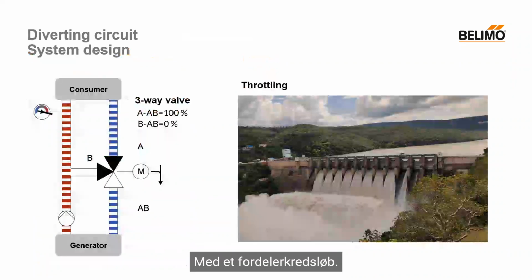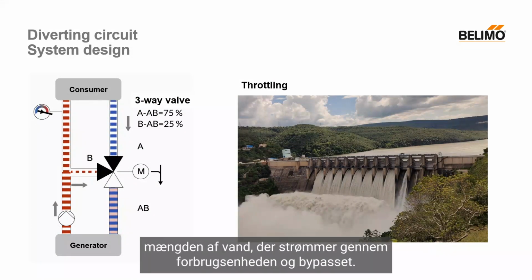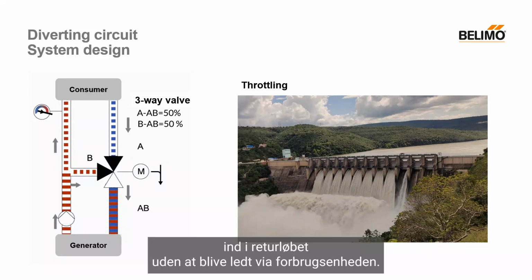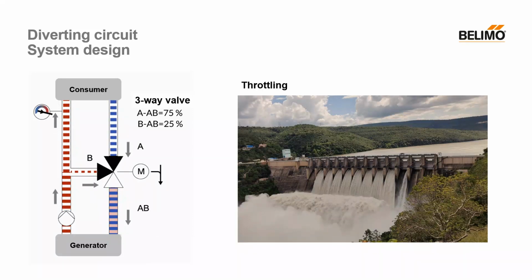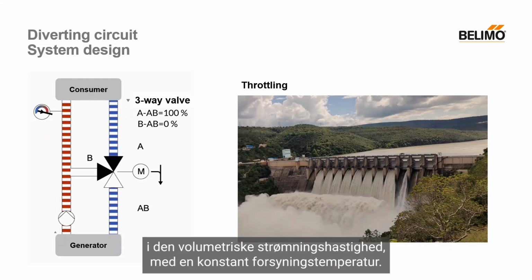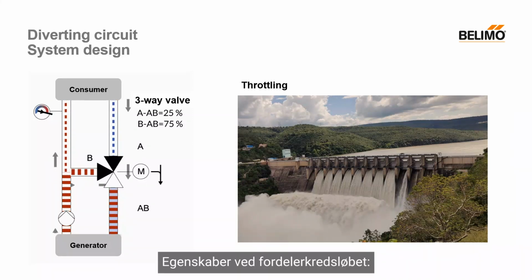With a diverting circuit, a position change at the control valve has an influence on the water quantity that flows through the consumer and the bypass. The water quantity via the bypass flows directly into the return flow, without being directed via the consumer. The current output at the consumer is controlled by means of a change in the volumetric flow rate, with a constant supply temperature. Properties of the diverting circuit.